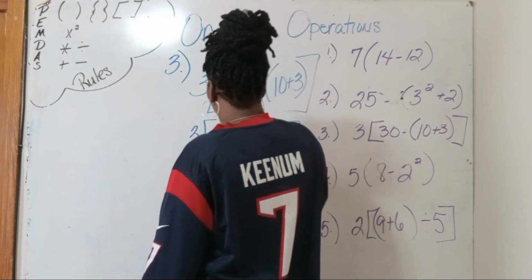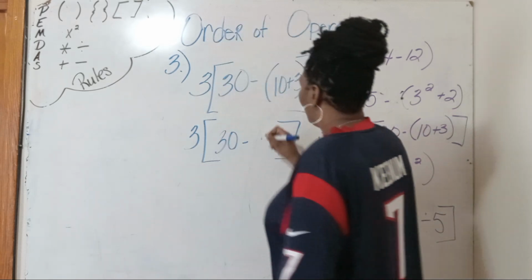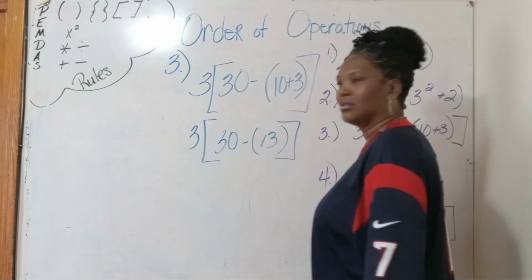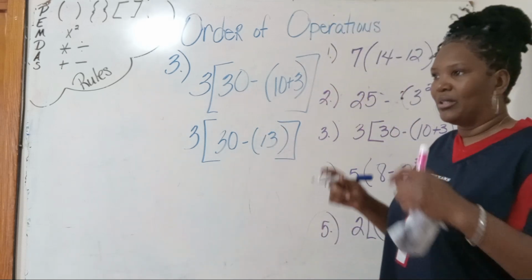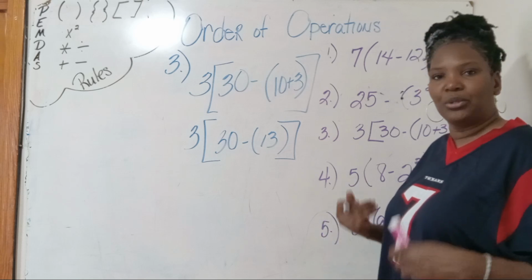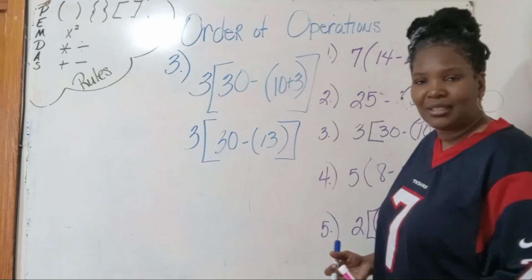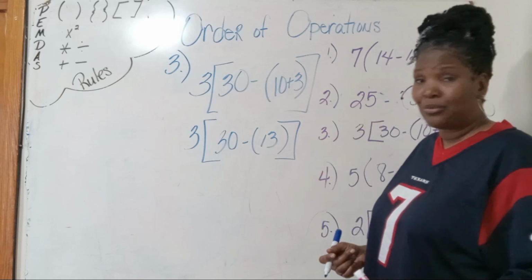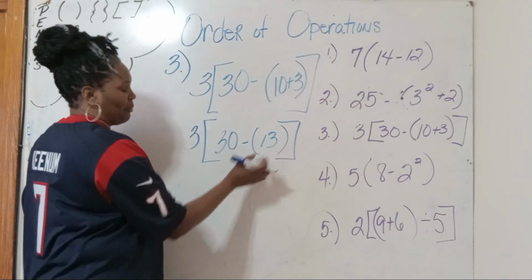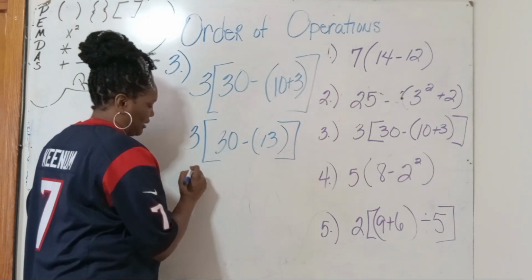So I'm doing 30 minus, what's 10 plus 3? 13. There you go. See how we're taking it one step at a time. We're not rushing. We're not breathing hard. We're not panicking. One step at a time. And we're just going to follow the rules. All right? So now we got that. But this is still in parentheses. So we're bringing down the rest of this stuff.